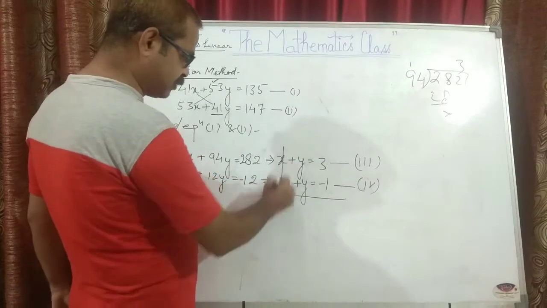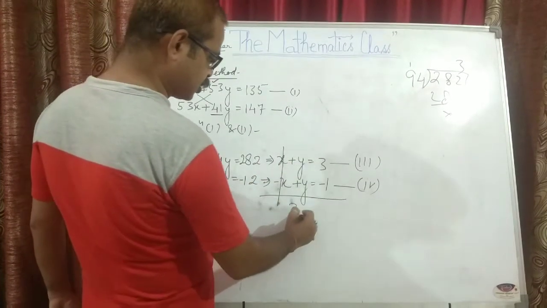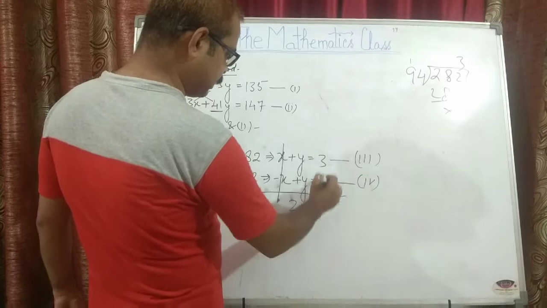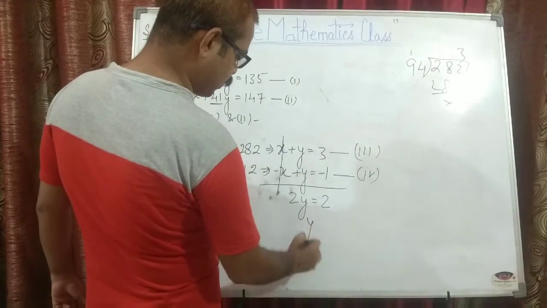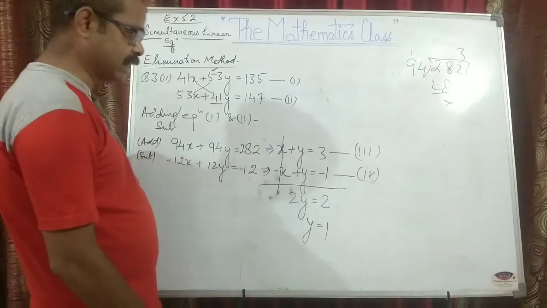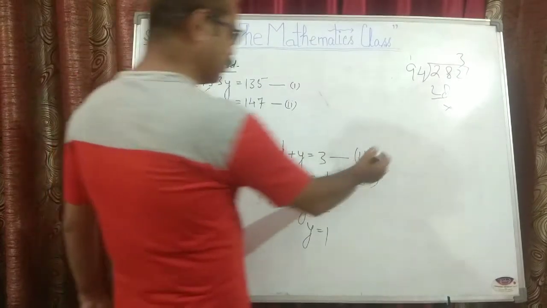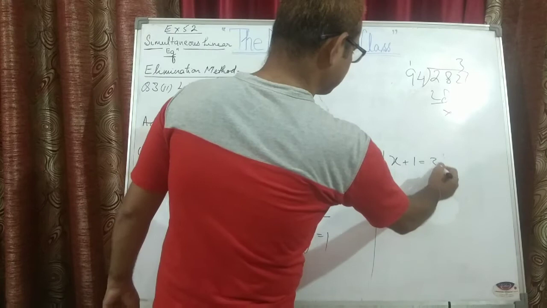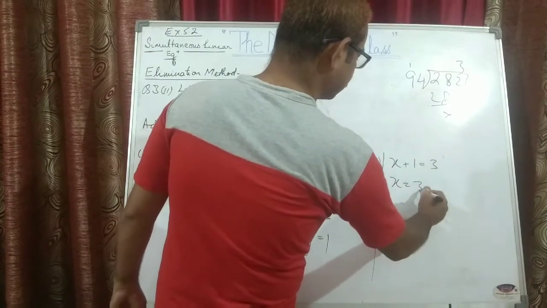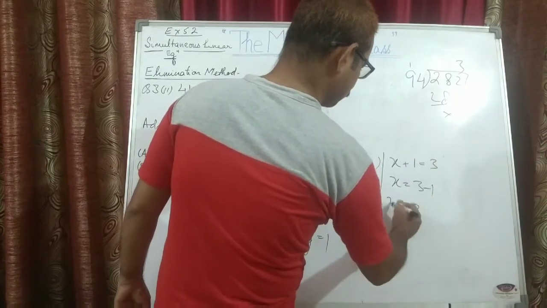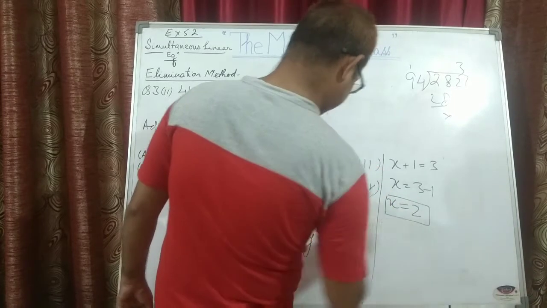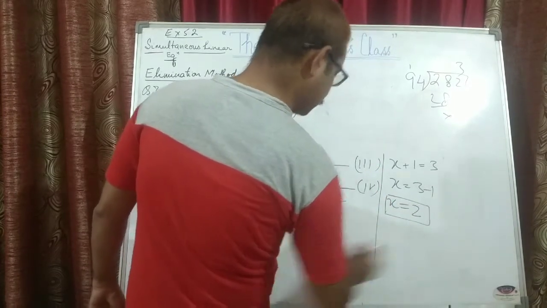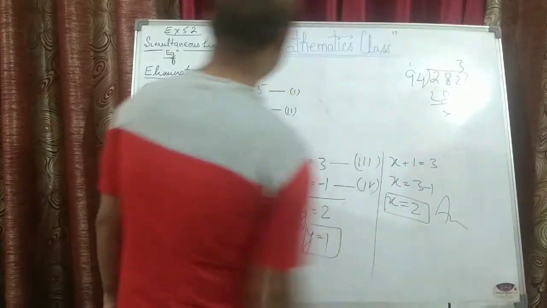So simply add these equations, this cancels. You get 2y, 3 minus 1 is equal to 2, so y is equal to 1. You got y as 1. Substitute the value of y over here, means x plus y, that is 1, is equal to 3. So x is equal to 3 minus 1, that is 2. You got the value of y as 1 and x is equal to 2, that is the final value.